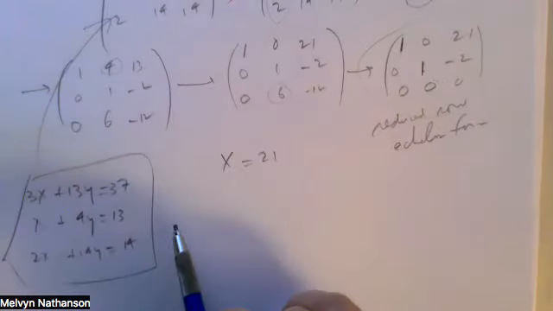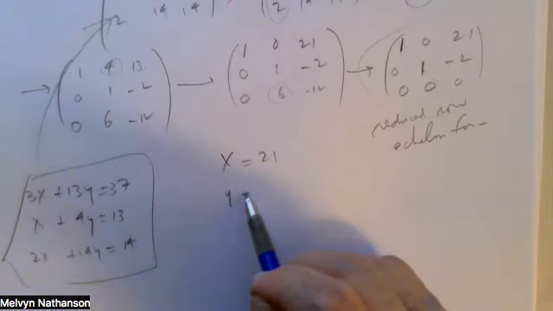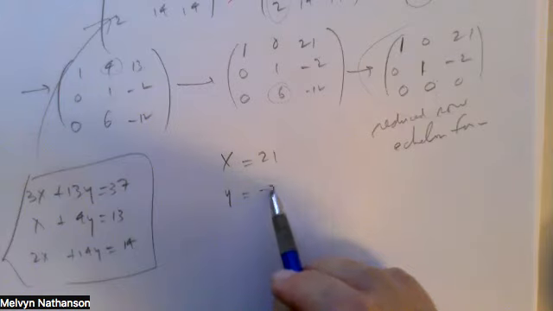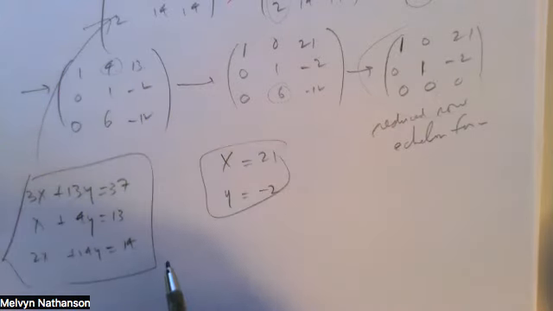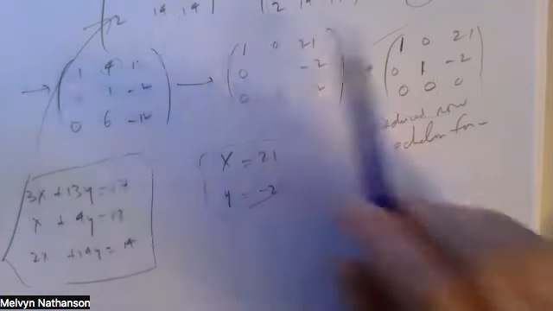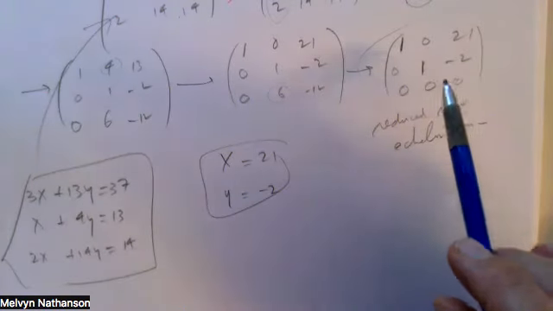x equals 21, y equals minus 2. That means this is the solution for this system. We solve this system of equations by taking the augmented matrix and putting it in reduced row echelon form.